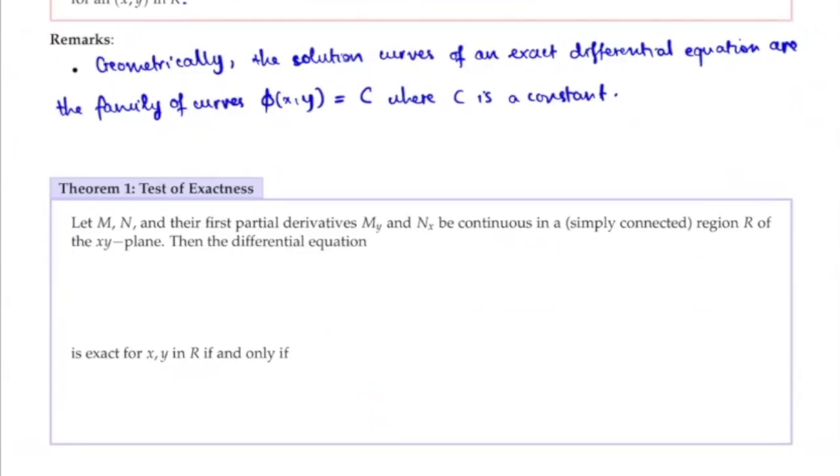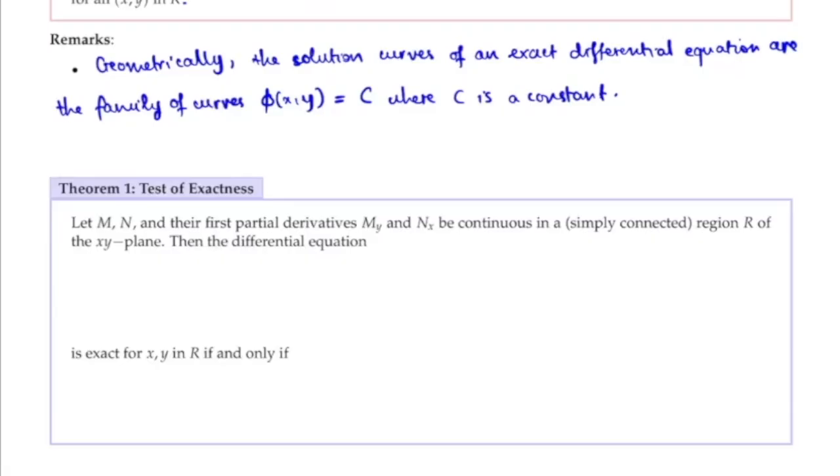Now, how do you test the exactness? So let capital M and N and their first partial derivatives, capital M sub y and capital N sub x, be continuous in a simply connected region R of the xy plane. You may wonder what is a simply connected region. We don't have time to go over all types of regions, but a simply connected region in a way is just a very nice continuous way to look at regions. So there are no holes inside the region. It's a very smooth, very nice area to work with. That's the general explanation for simply connected regions.